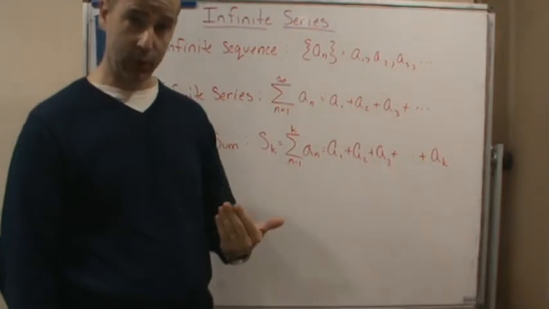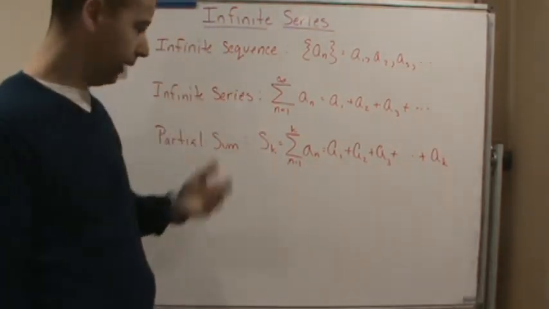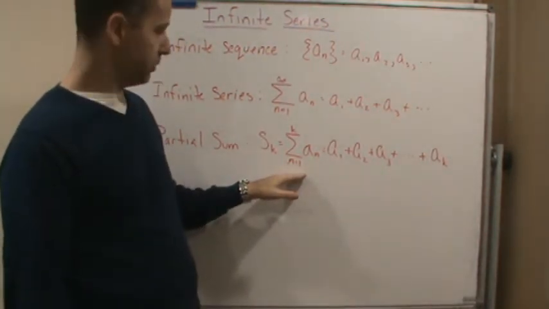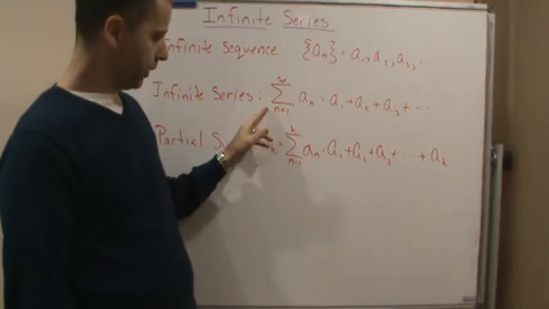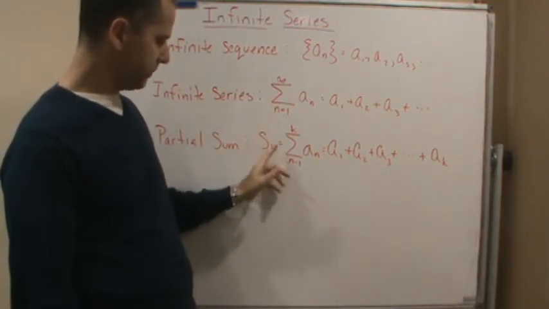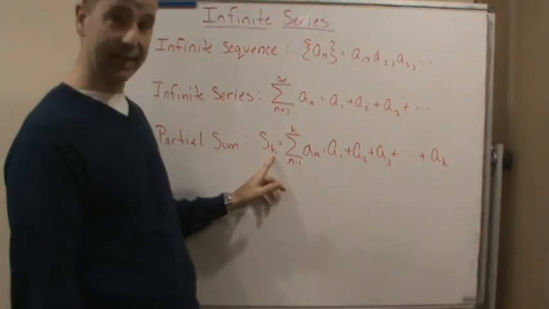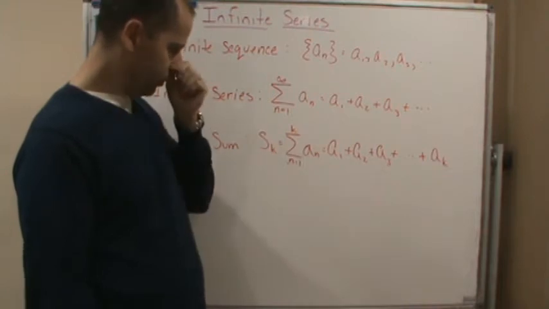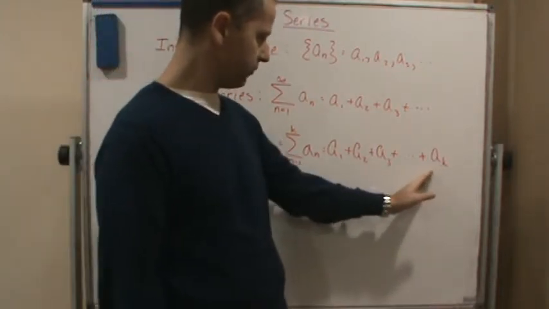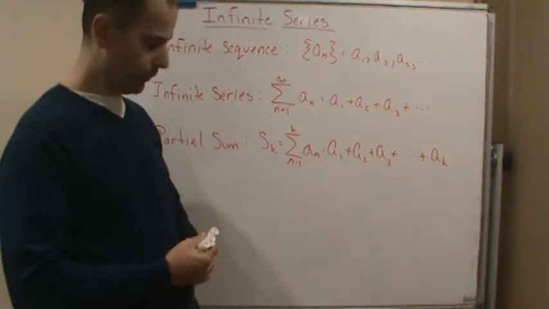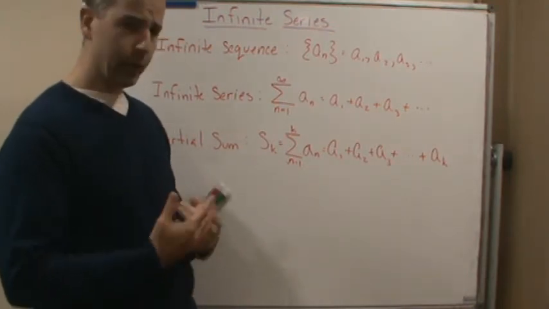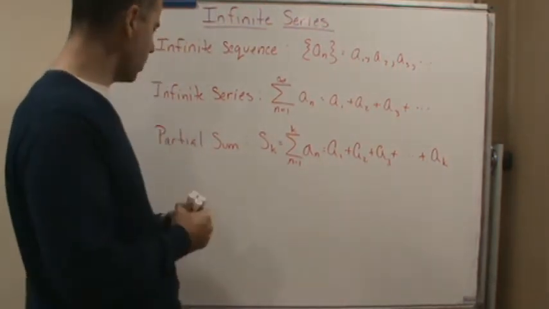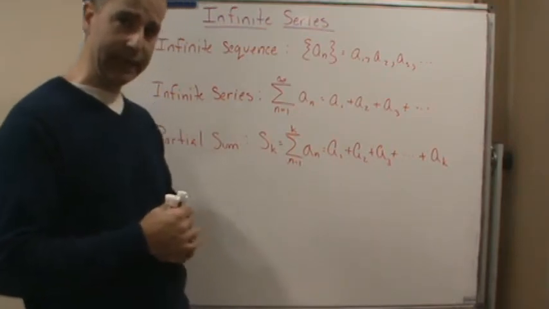Well, we're going to focus on what we call partial sums. So what is a partial sum? It's just a finite sum of terms of an infinite series. For example, s of k would represent a finite sum up to the kth term. This would be the sum from n equals 1 to k, so it would represent this finite sum. We call it a partial sum. So how are we going to use partial sums to help us decide what's going on with the infinite series? Well, let me give you an example.